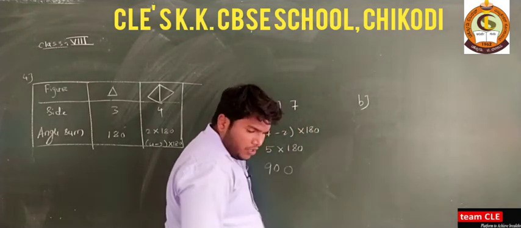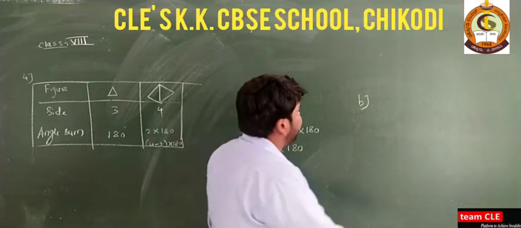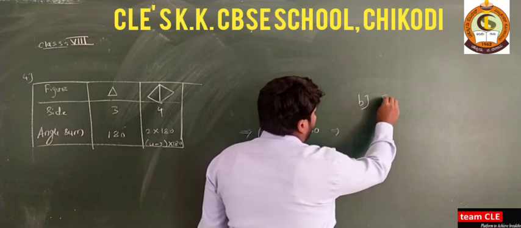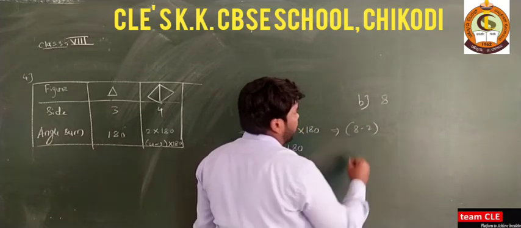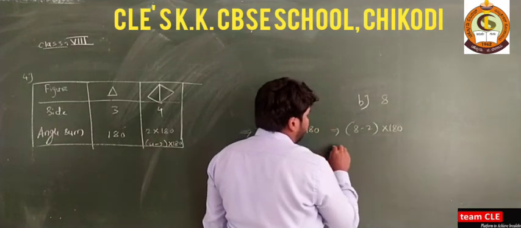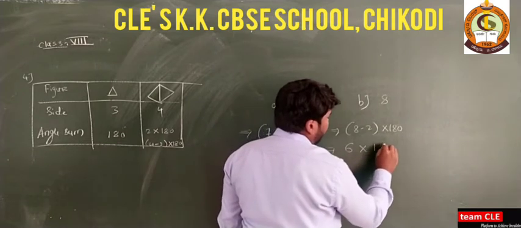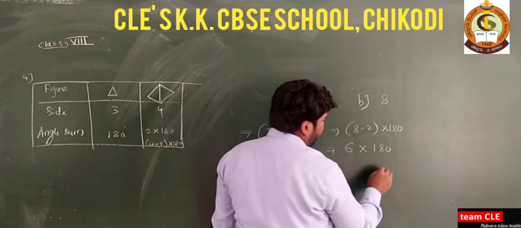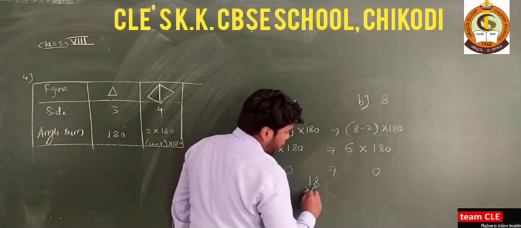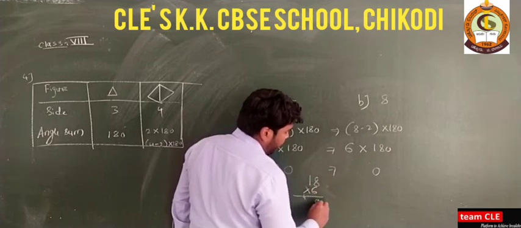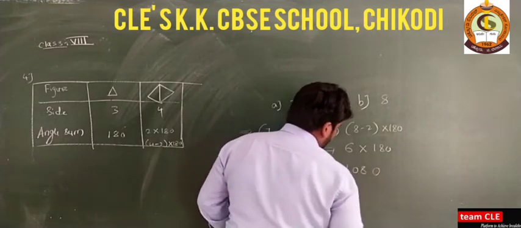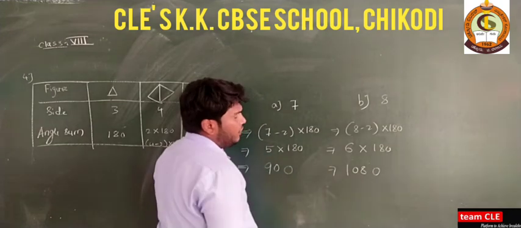They have given one more question, that is 8 sides. If the figure has 8 sides, again you have to use the formula, 8 minus 2 into 180. This becomes 6 into 180. 6 zeros are 0. 18 into 6: 6 eights are 48, 6 ones are 6. So this is 1080 if it has 8 sides.